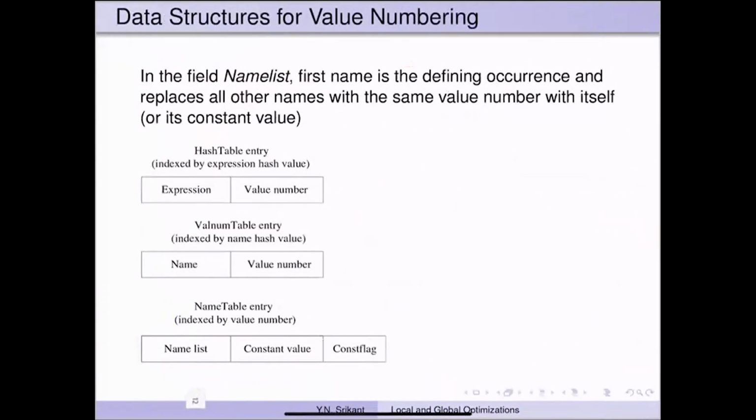Expressions are hashed, and the value is stored in the hash table. This is called the value number of the expression. Then programmer defined names and temporary names are hashed, and they are all stored in the value number table. Again, names are also given value numbers because they exist. Finally, the names which are all equivalent are stored in the name list, and if they are constant, then there is a constant value which is stored along with it. Whether they are constant or not will be indicated by the constant flag. So these are the three simple data structures which will be used by the value numbering scheme.